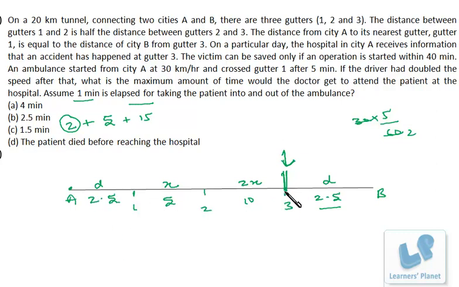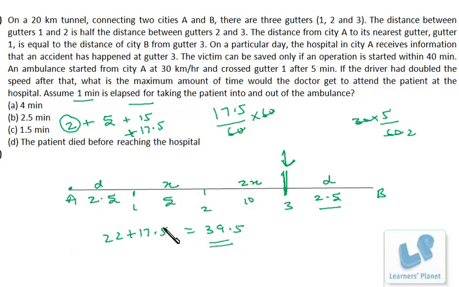Now while coming back, the ambulance has to cover 10 plus 5, 15 plus 2.5, 17.5 kilometers with the speed of 60. So the timing will be 17.5 kilometers with the speed of 60. So this is the time in hours, multiply it by 60, so this is the time in minutes. So 17.5 minutes to reach this place, right? So this is the total time from beginning to end. So this is 15 plus 5, 20 plus 2, 22, 22 plus 17.5.